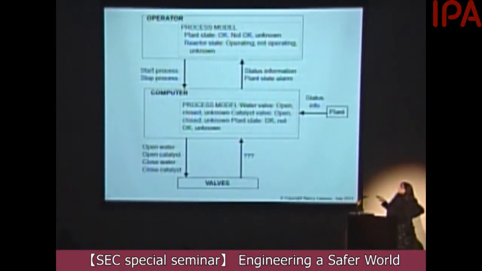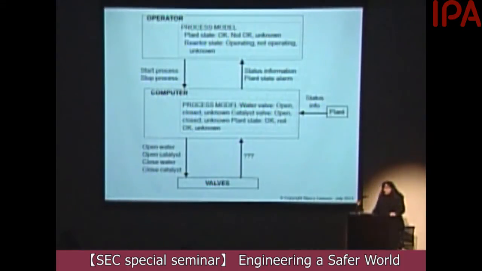There's a process model in each of these. The process model in the computer says whether the water valve is open, closed, or unknown, whether the catalyst valve is open, closed, or unknown, whether the plant state is okay, not okay, or unknown. Now I'm going to skip over unknown. We're just going to leave that for the time being. The operator also has a process model. It needs to know the state of the plant, whether it's okay or not, and the state of the reactor, whether it's operating, not operating, or unknown.